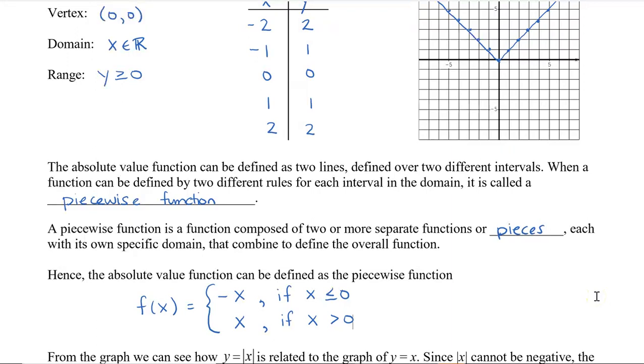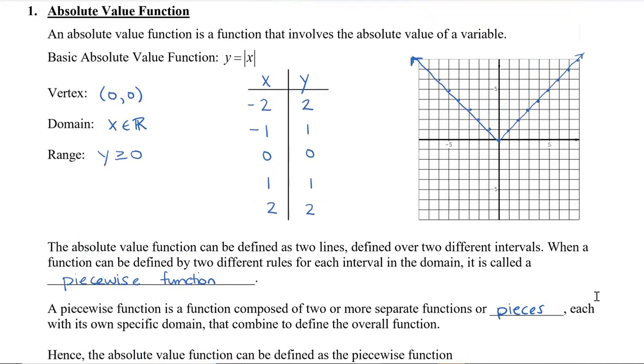All right, so from this graph we can see how y equals absolute value of x is related actually to the graph of just simply y equals x. Let's pretend that there was no absolute value. So if there wasn't an absolute value, we would actually get a straight line that goes like this. Now, since when we take the absolute value of a number, absolute value of x, cannot be negative, we can see that the part of the graph that is below the x-axis, so this piece right here, is actually reflected over the x-axis.